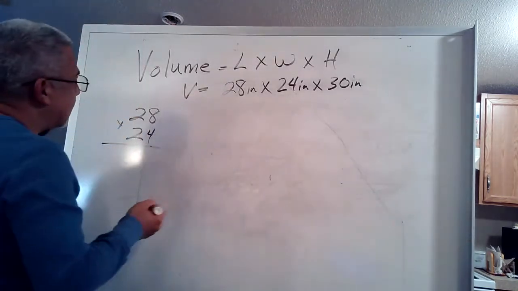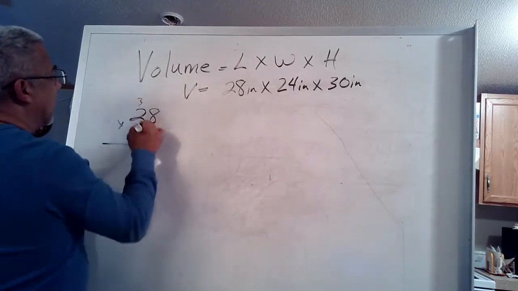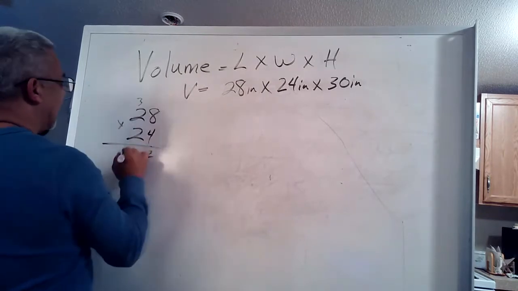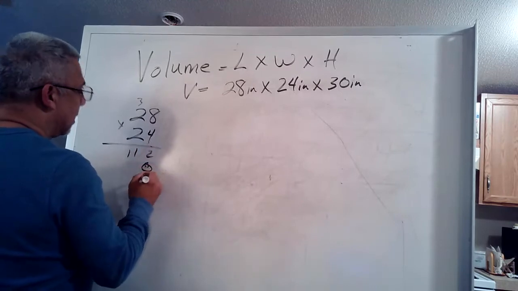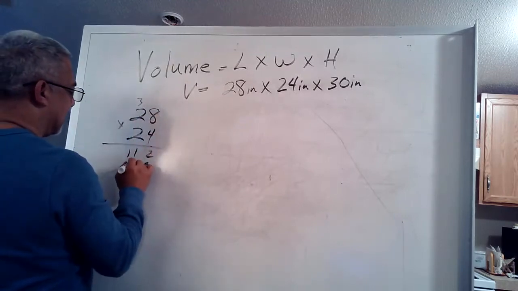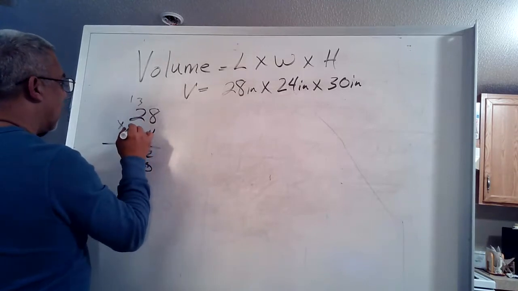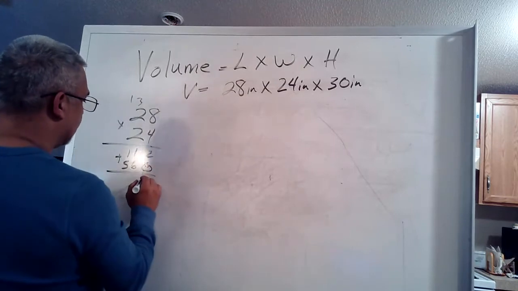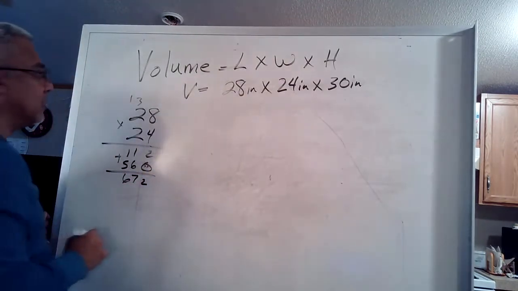Alright, so 28 times 24. 4 times 8 is 32. Carry the 3. 2 times 4 is 8. 8, 9, 10, 11. Put down a placeholder 0, dead guy. And then 2 times 8 is 16. Carry the 1. 2 times 2 is 4. 4 plus 1 is 5. Add. That gives me 672.